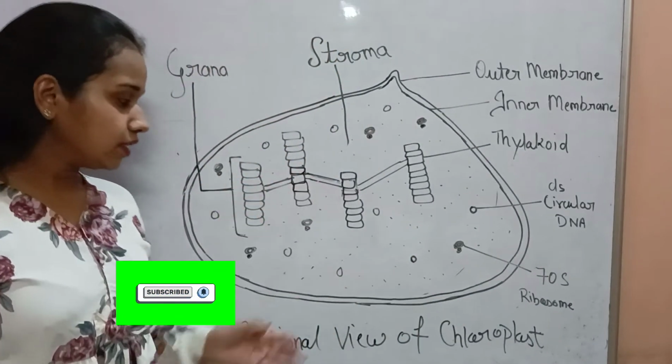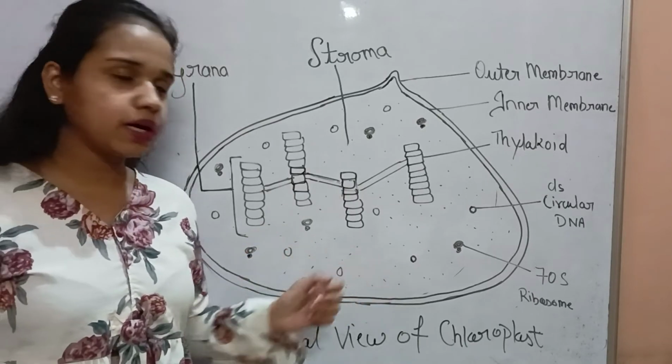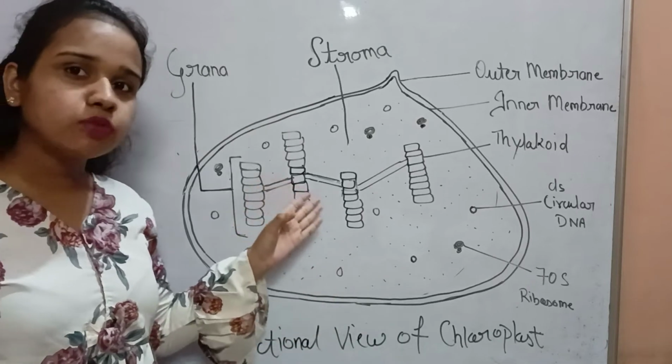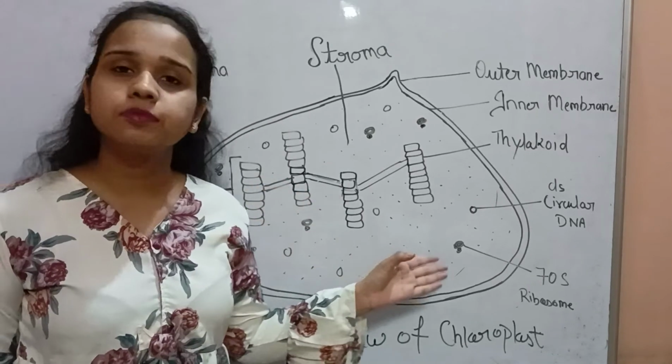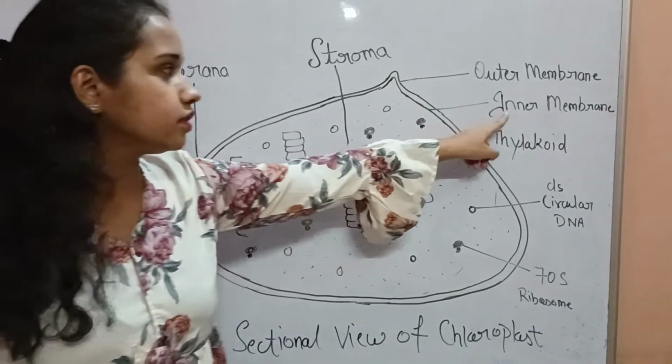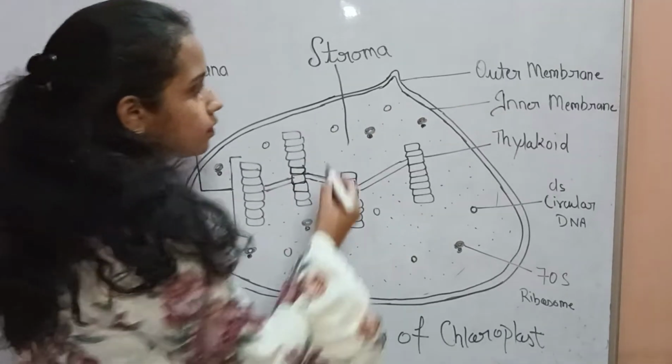As you can see, this is the sectional view of a chloroplast. It is a double membrane bound cell organelle found in plant cells. This is the outer membrane and this is the inner membrane.